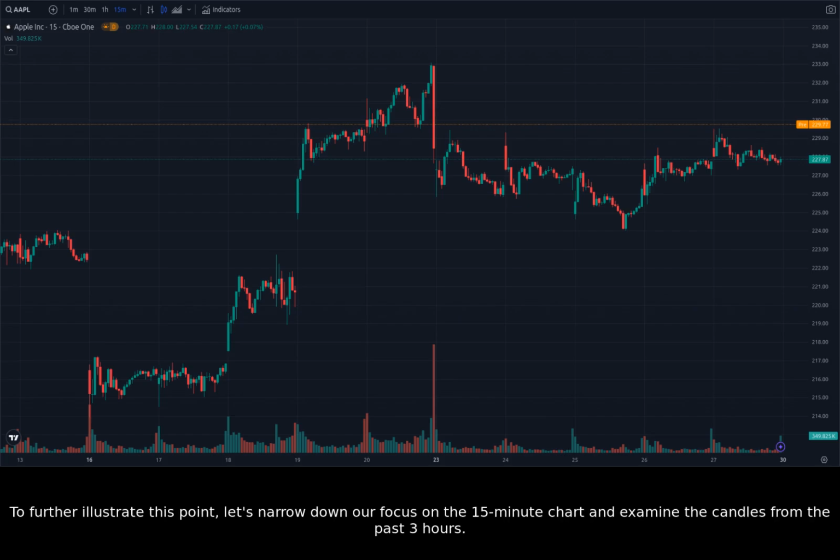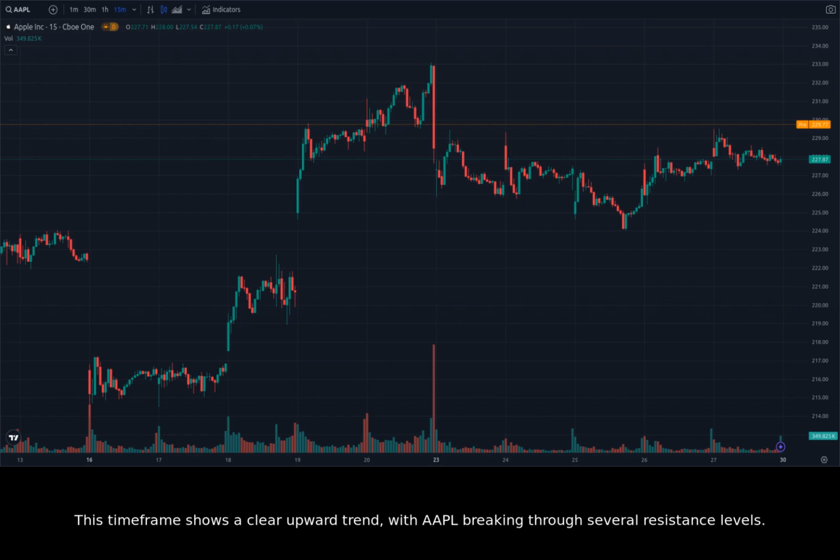To further illustrate this point, let's narrow down our focus on the 15-minute chart and examine the candles from the past 3 hours. This time frame shows a clear upward trend, with Apple breaking through several resistance levels. However, we can also observe a pullback towards the $227 level, indicating potential profit-taking from traders. This pullback could be a healthy correction before the price continues its upward trajectory.